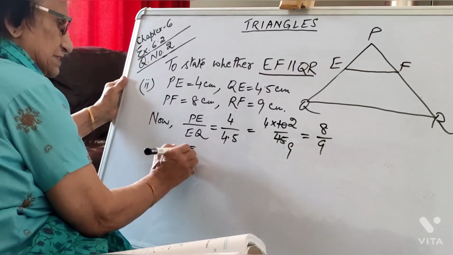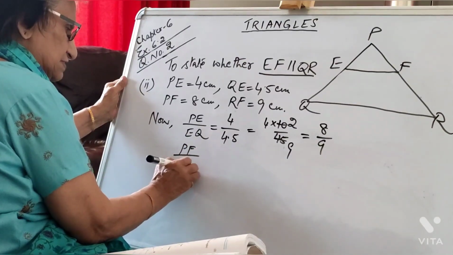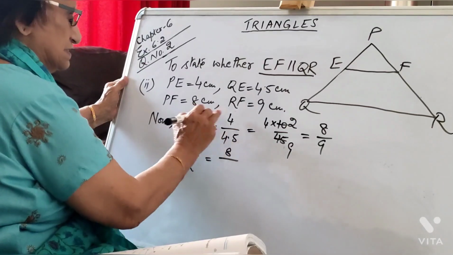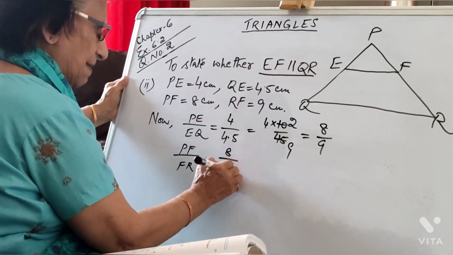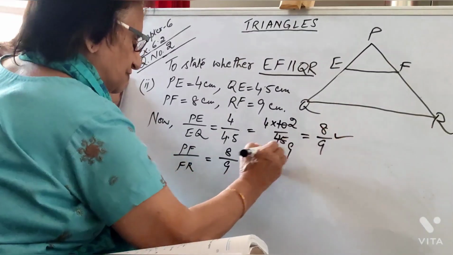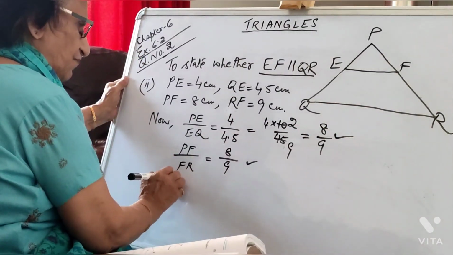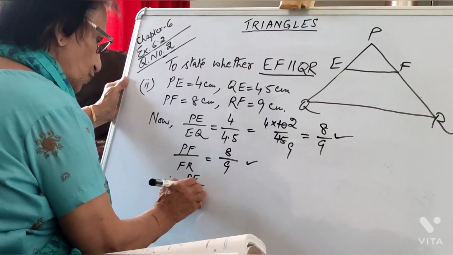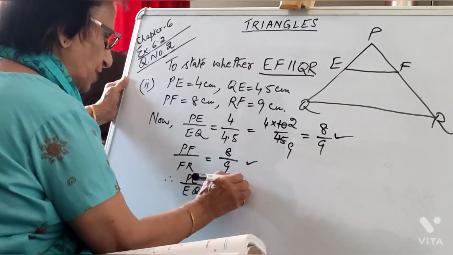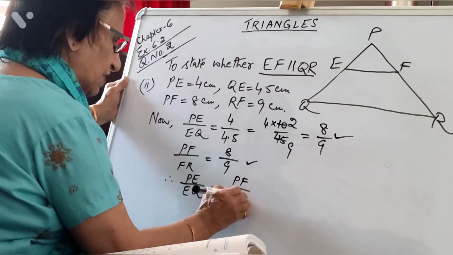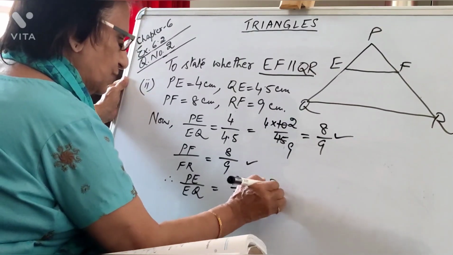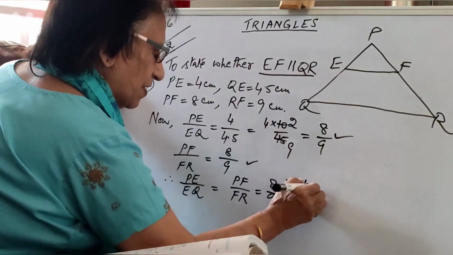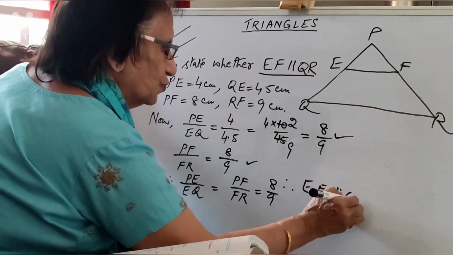PF over FR, 8 over 9. Therefore, PE over EQ is equal to PF over FR is equal to 8 over 9. Therefore, EF is parallel to QR.